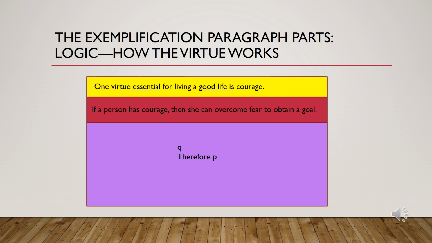So as you can see, the entire body of the paragraph has a logical structure. If you simply follow the modus ponens, then you should be able to produce a coherent and clear paragraph. Again, just to repeat, the Q in this case is going to be courage, the virtue, in the face of fear, what the virtue allows you to cope with or overcome. And then the P, of course, will be the good end to the situation.